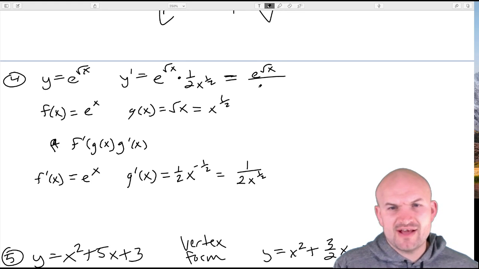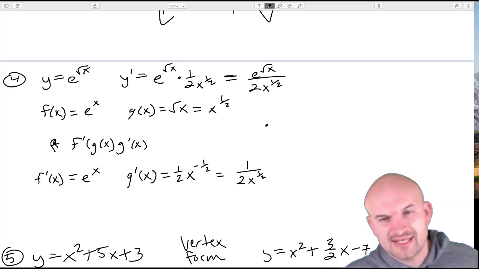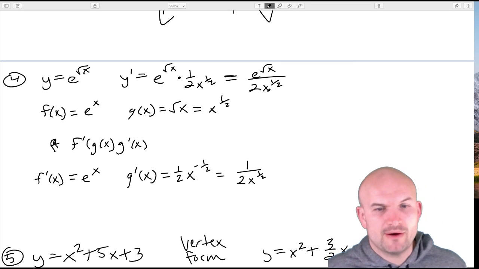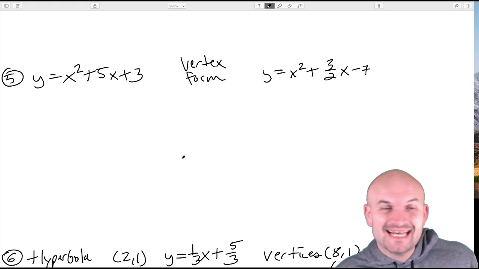E to the square root of x over 2 times x to the 1/2. And then again, you could write that as the square root of x again if you want to, or you could leave it as a rational power. All right, let's go into completing the square.